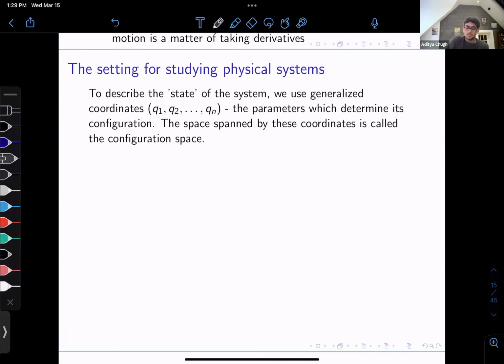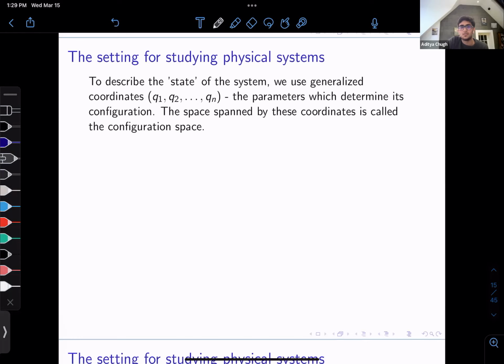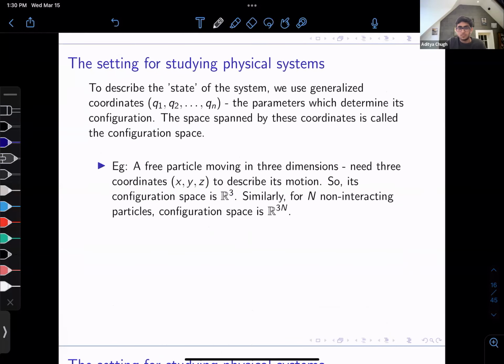a requirement, a want: what would be the setting to study physical systems in this way? How would you describe the state of the system? And again, we use generalized coordinates, which are the parameters which tell us what the system is doing at this point in time and how it's behaving. And they determine its configuration. This space that's spanned by these coordinates is called the configuration space. As an example, for a particle moving in 3 dimensions, you need 3 coordinates, x, y, z, to describe its motion. So its configuration space is R^3.